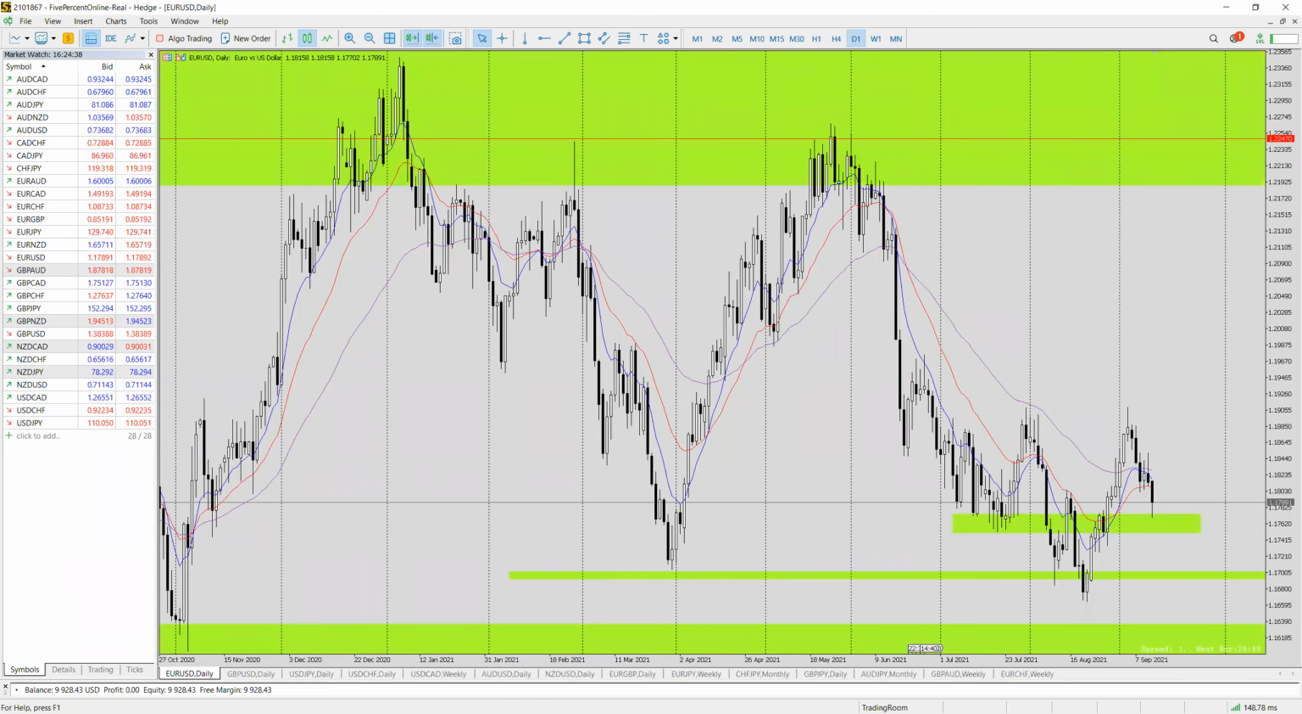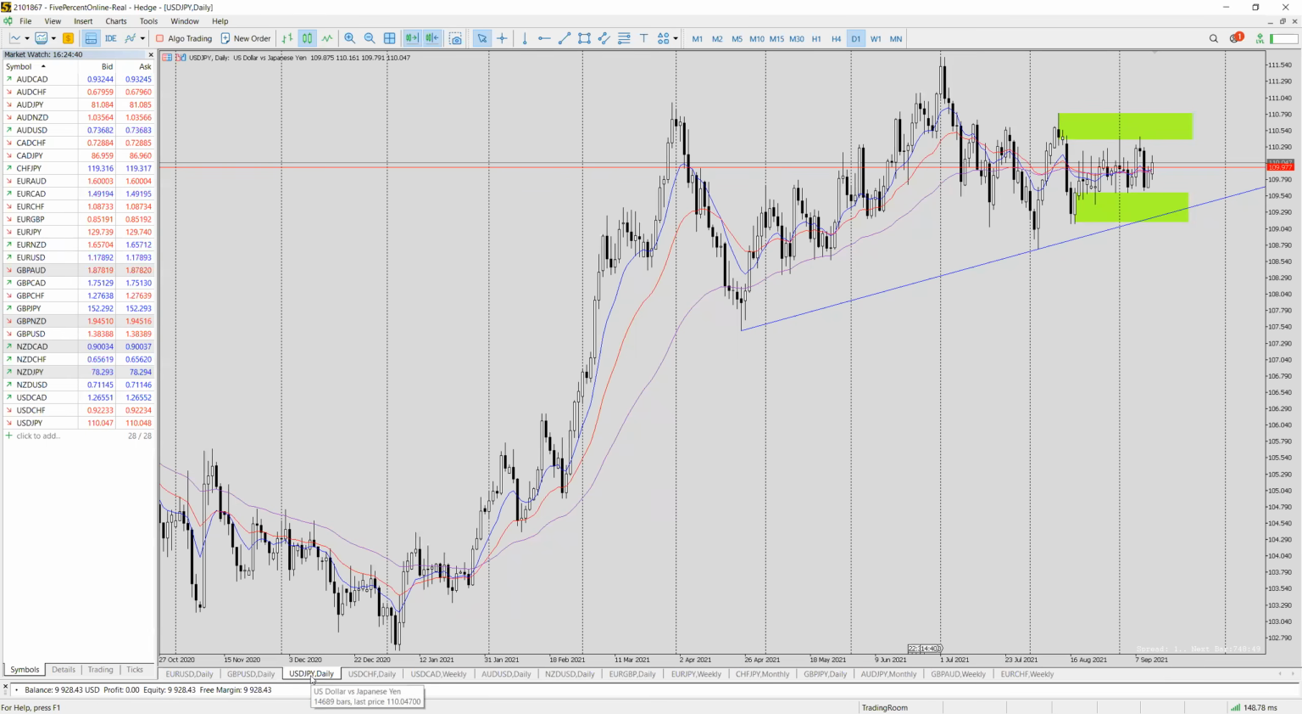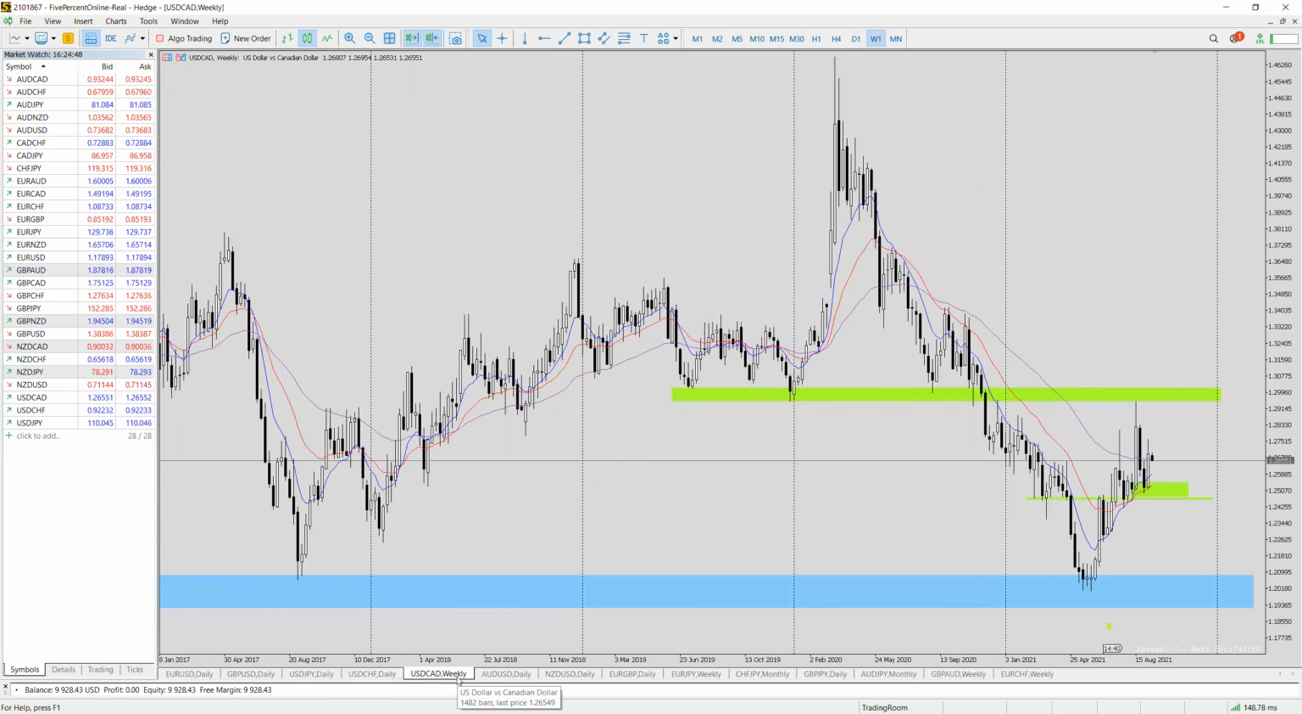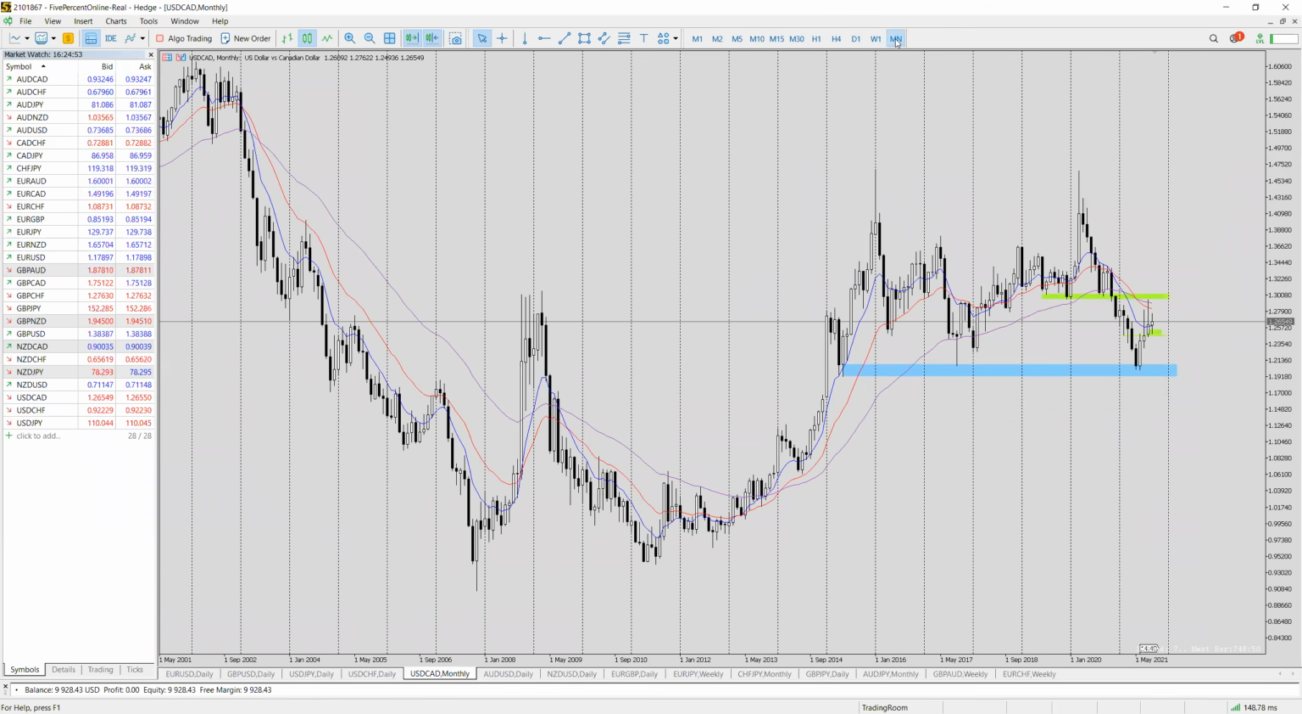All right, let's move on. So dollar yen, again, I spoke about it a little bit, and dollar Swiss. Let's move on to the dollar CAD, dollar loonie. Obviously, it's a long-term move potentially, but dollar CAD is moving from this monthly demand zone.